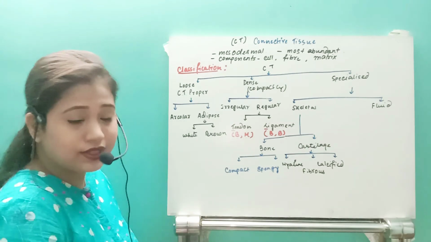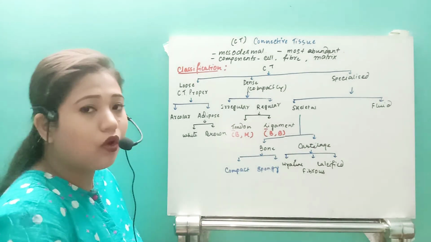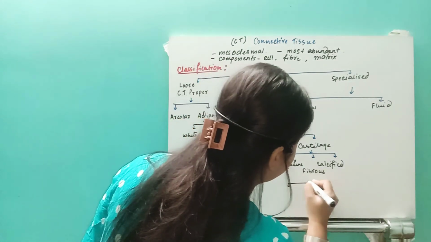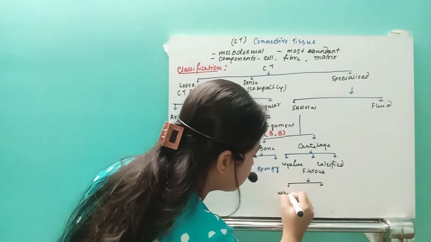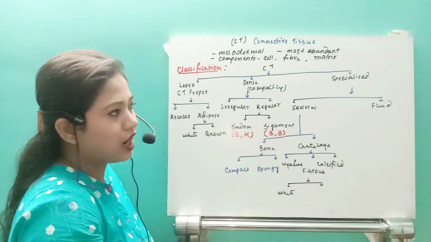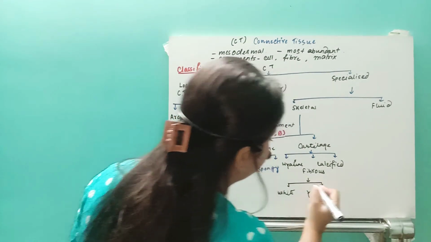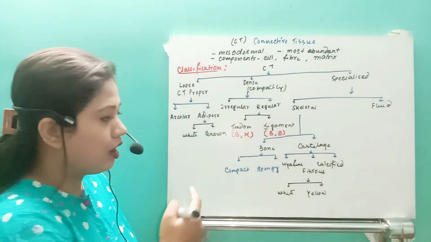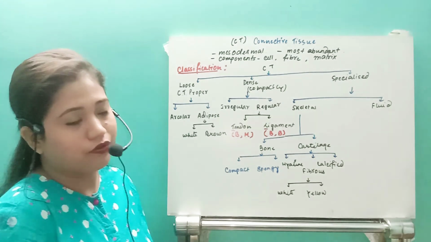And that fibrous cartilage can be also divided further into two types depending upon the type of fiber. If it is the white fiber, that means made up of collagen, then it is white fibrous cartilage, and the second type will be known as the yellow fibrous cartilage, right? So we have two types of fibrous cartilage, white and yellow, depending upon the type of fiber.